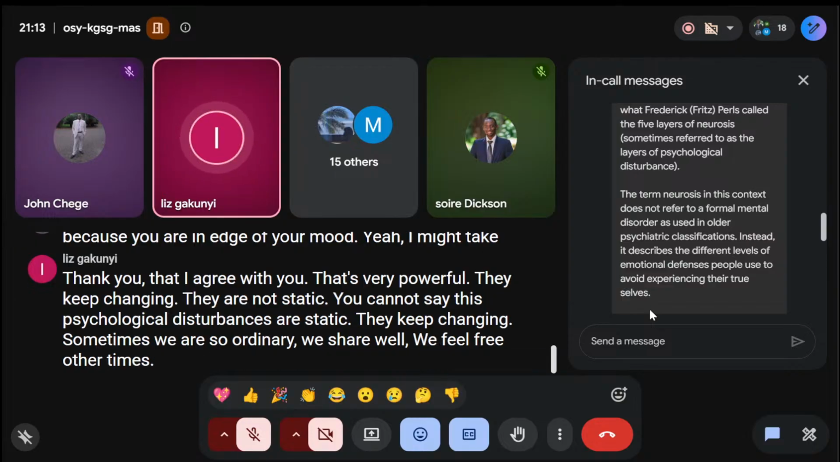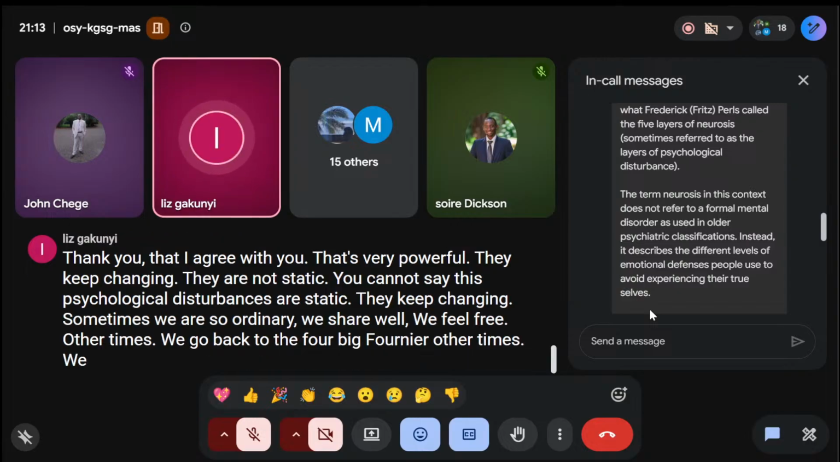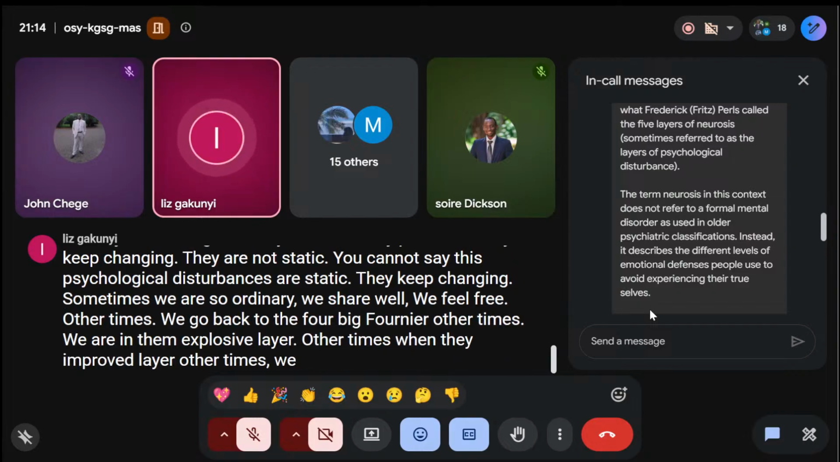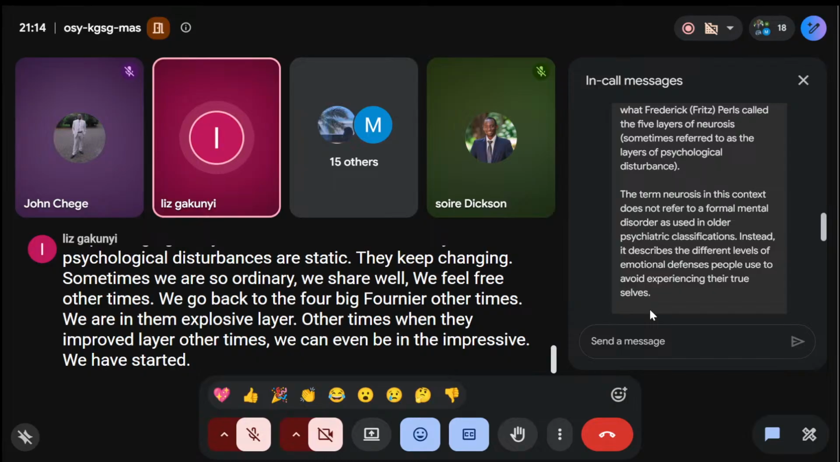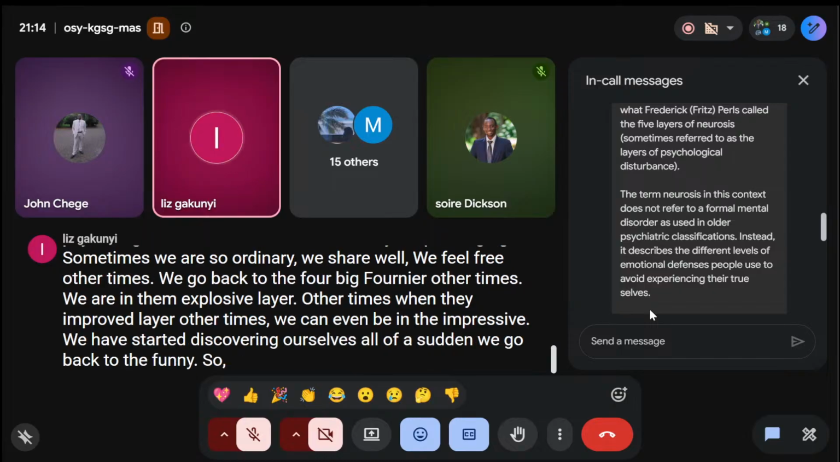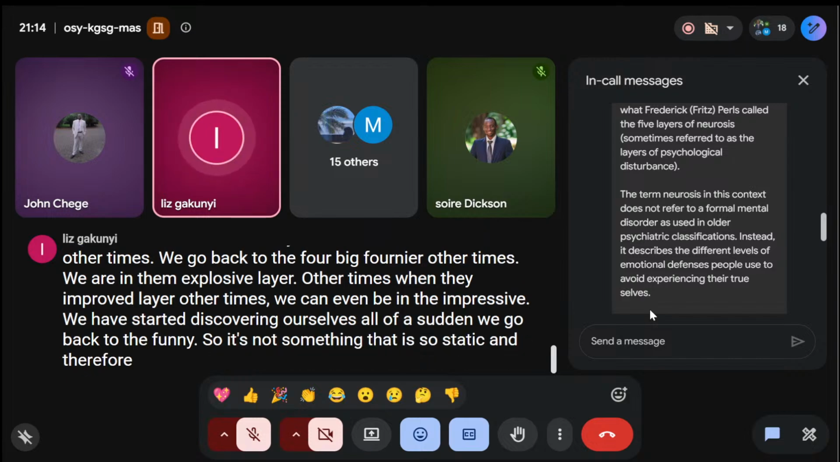Other times we go back to the phony layer. Other times we are in the explosive layer. Other times we are in the implosive layer. Other times we can even be in the implosive. We have started discovering ourselves. All of a sudden we go back to the phony. So it is not something that is so static, and therefore it's all a matter of becoming aware.